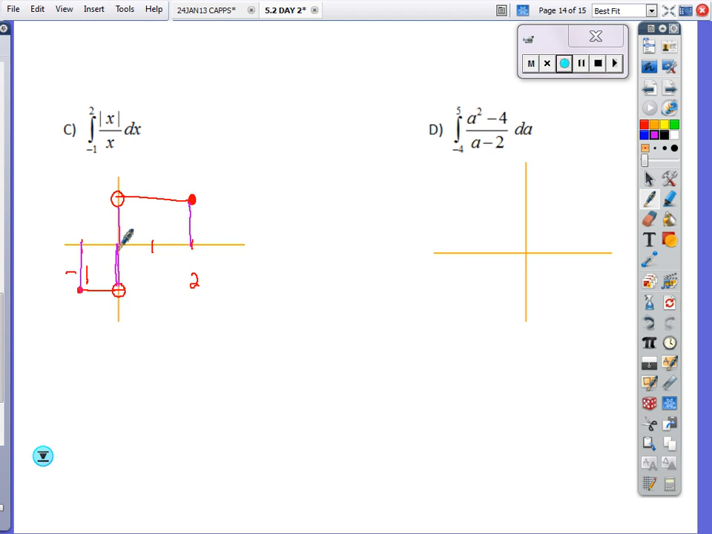Now you have two shapes, which are rectangles. That makes it very easy. So, how wide is this rectangle? 1. How tall is the rectangle? 1. And we're doing an integral, a plain integral, not total area. What is the integral value from -1 to 0?